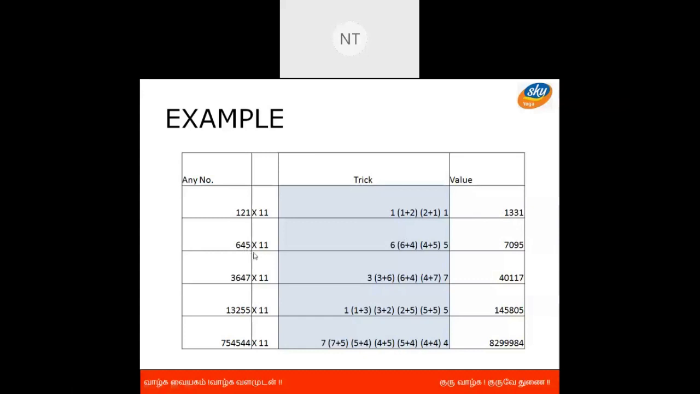Okay, so the same thing. I don't want to repeat again and again. We just take one more example here: 3647 into 11. So take the 7 as it is and put it in the last place.